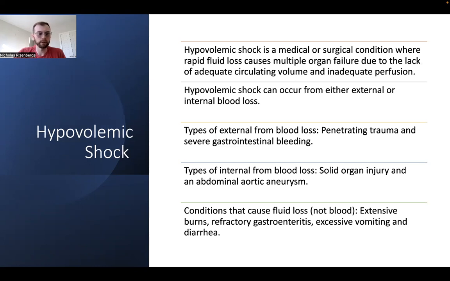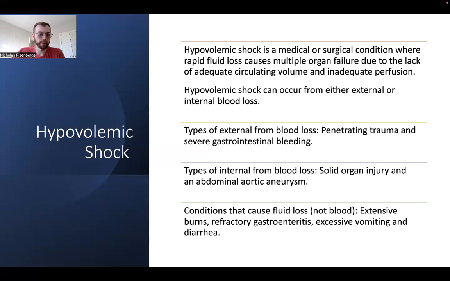So types of external blood loss: penetrating trauma, so car accident, stab wound, gunshot wound, anything that's going to penetrate the skin and cause a lot of excessive bleeding, and then severe gastrointestinal bleeding. And then types of internal blood loss would be a solid organ injury and abdominal aortic aneurysm. So things that are going wrong with the heart, definitely, but just blood pooling inside the body from an organ not working properly or being damaged.